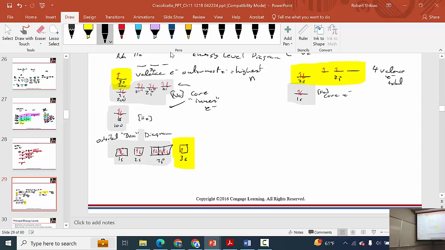The highest n are going to be the biggest. So an n equals 3 orbital is a lot bigger than an n equals 2 orbital, which is bigger than an n equals 1 orbital. And so this is my orbital box here, showing the inner electrons, so the core electrons, and the outer electrons, which are the valence electrons.